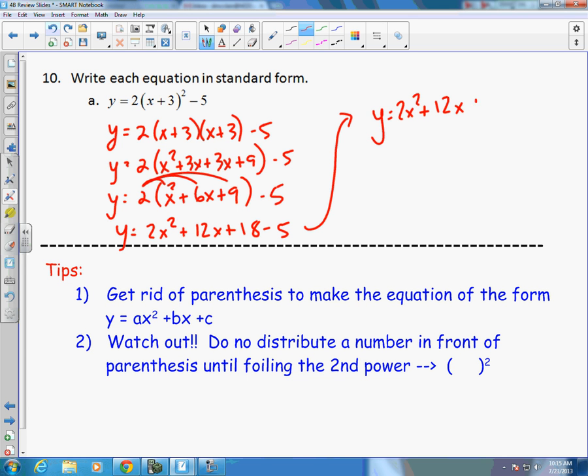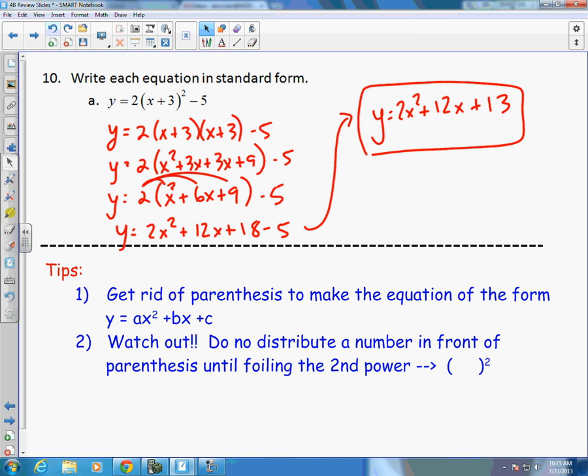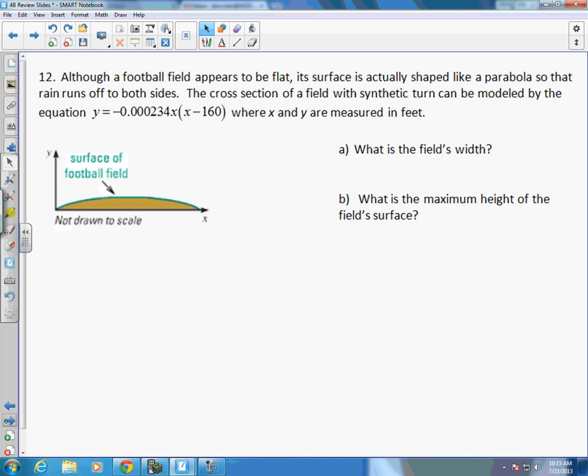So 18 minus 5 is 13. So what I just did is I took the equation that was in vertex form and I put it into standard form, ax squared plus bx plus c. Okay? And then the last one I want to talk about is number 12.